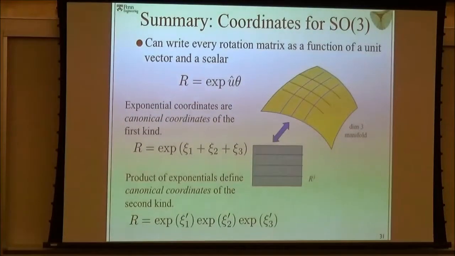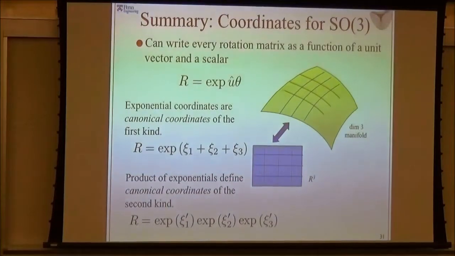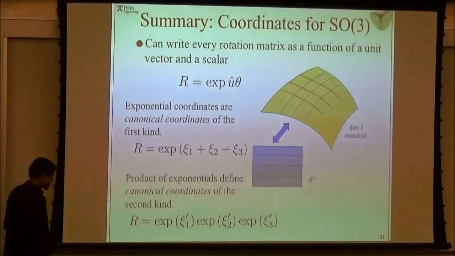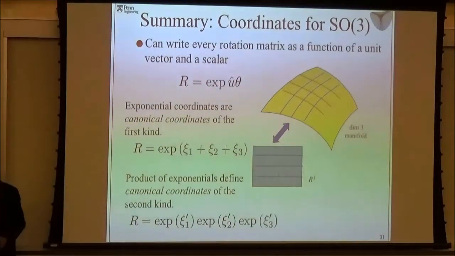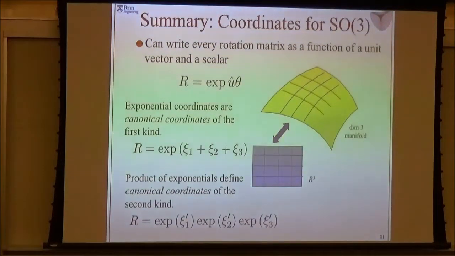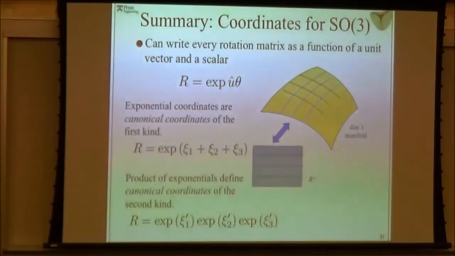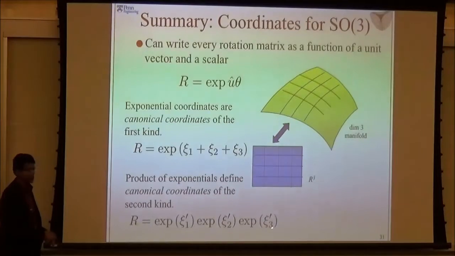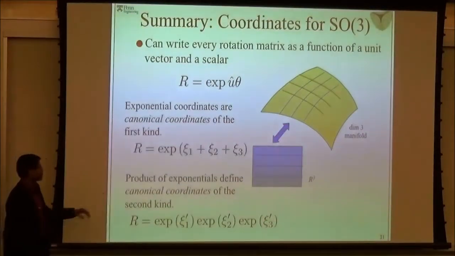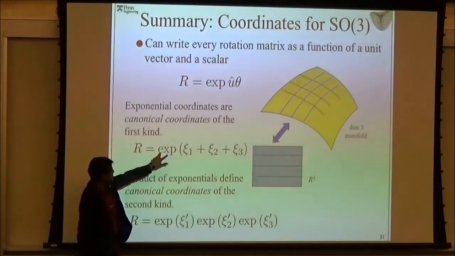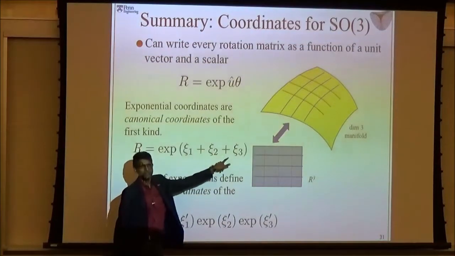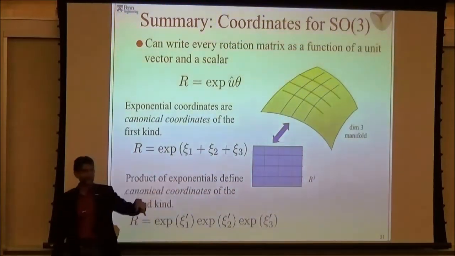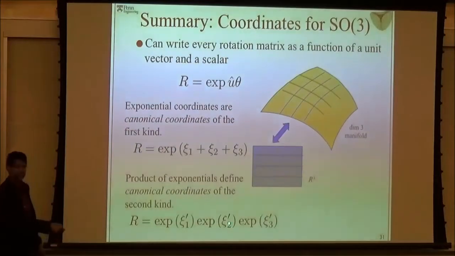I'll also try to relate some of the things that you learned about earlier. So if you look at SO3, or for that matter, any finite dimensional Lie group, you're guaranteed that there are 2 types of coordinates that exist. So in an n-dimensional Lie group, there are what are called exponential coordinates of the first kind and exponential coordinates of the second kind. So this is essentially the exponential of a vector, a tangent vector, and we'll talk about that. And this is essentially the product of exponentials that you heard about earlier.